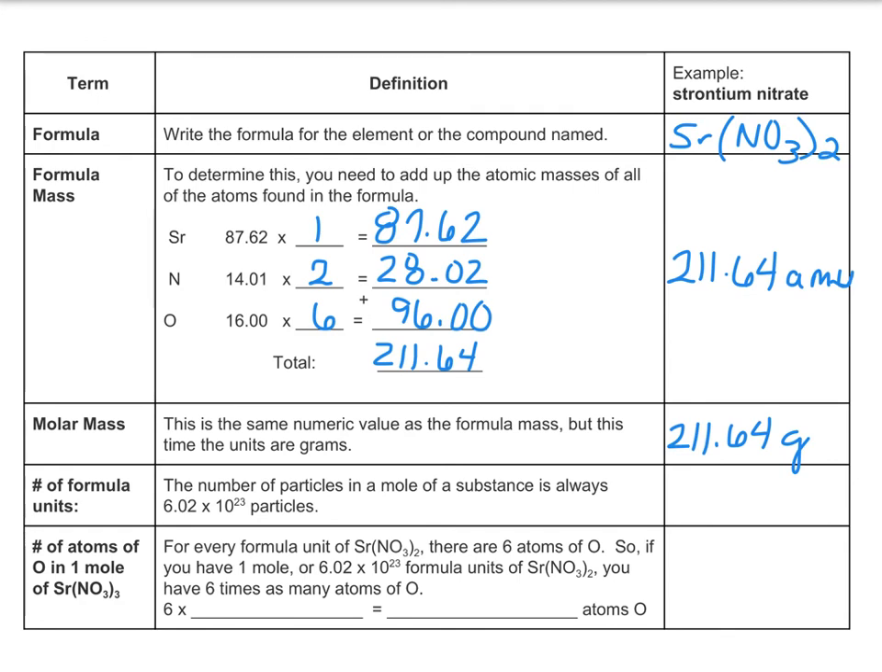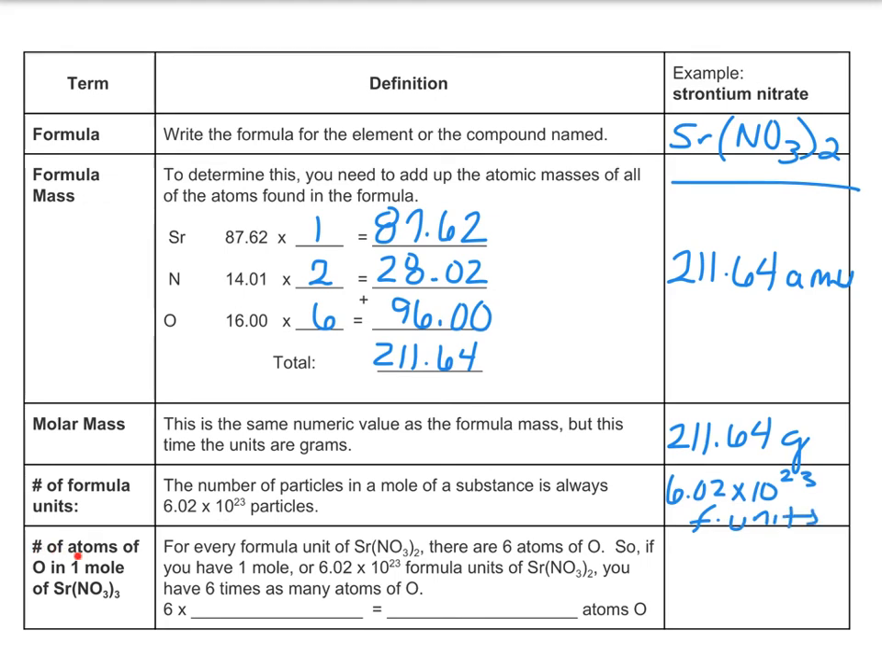The number of formula units. This is the number of particles in a mole of a substance, and it's always 6.02 times 10 to the 23rd. So I have 6.02 times 10 to the 23rd, and since I'm talking about an ionic compound, that would be formula units, or F units, of strontium nitrate.